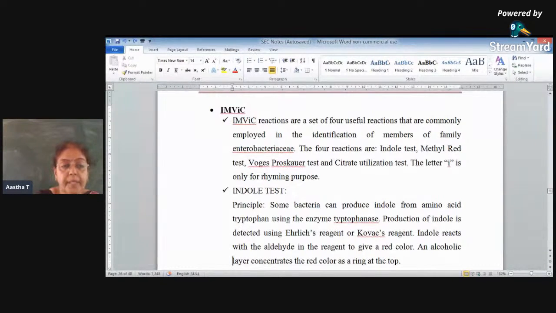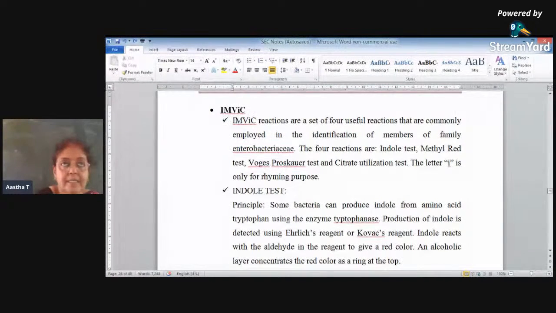So those capital letters stand for 4 tests, and the small i is just used for euphony, to create some sense. If we said IMVC reaction or IMVC test, it would be difficult to pronounce, so a small i is put there, so that we can say the 4 tests together as IMViC. So just for creating sound or pronunciation, the small i is added in these 4 tests.